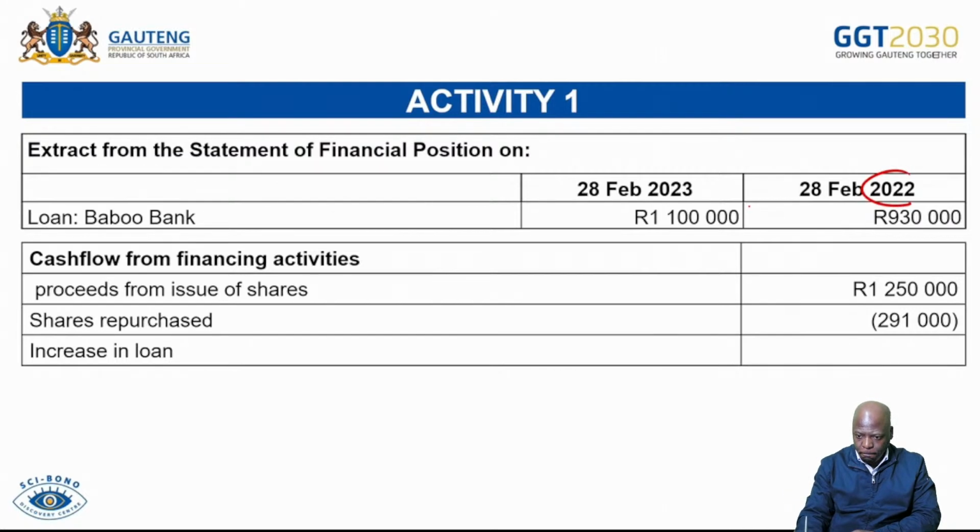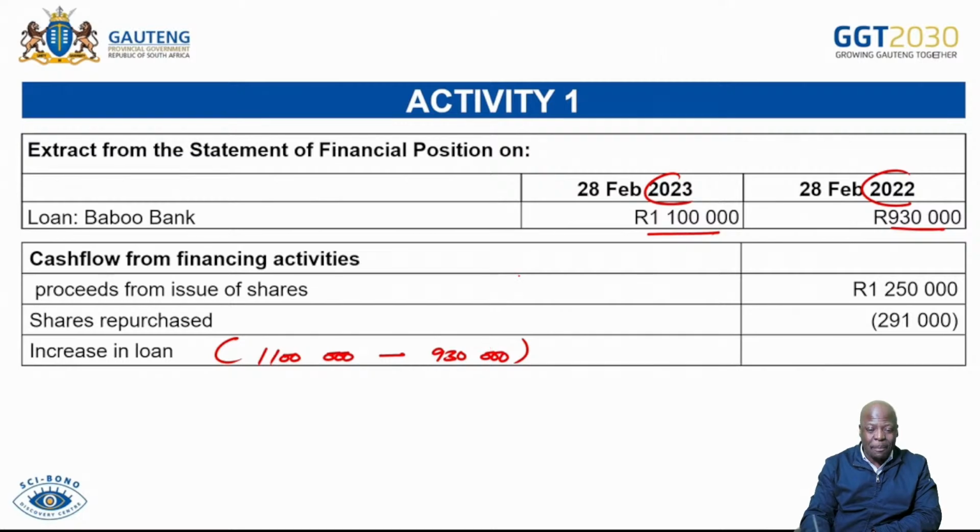2022, 2023, 930 and 1.1. What do we see here? It is an increase in loan. So if it is an increase in loan, that means we have received a loan, cash inflow. So I'm coming here, I'm saying 1.1 million minus 930,000.